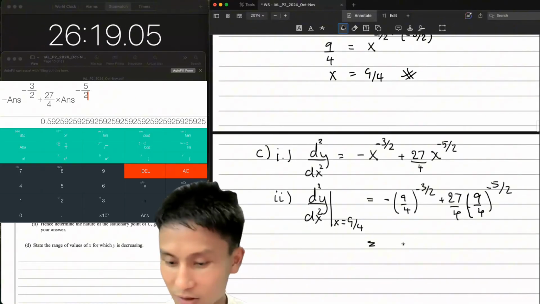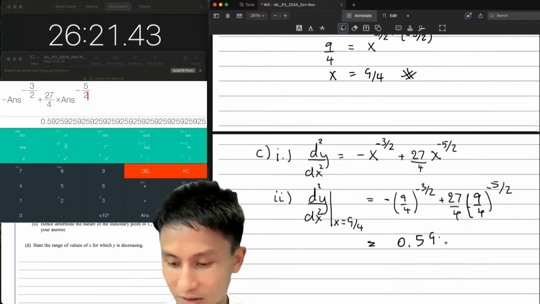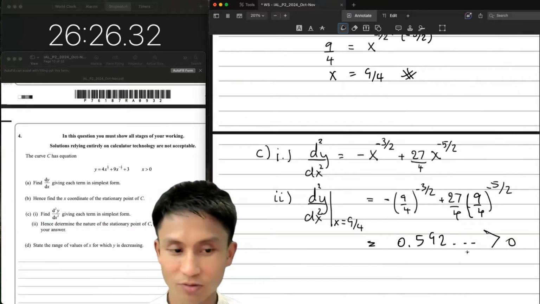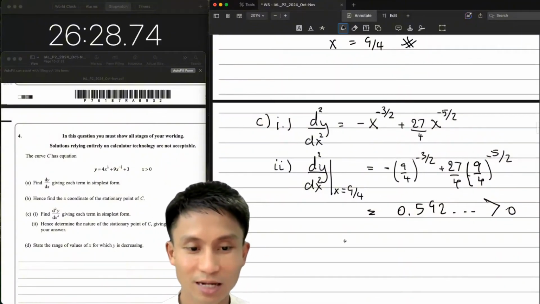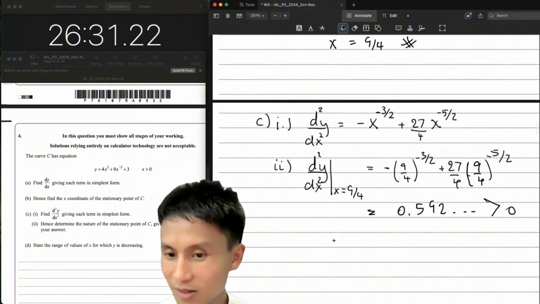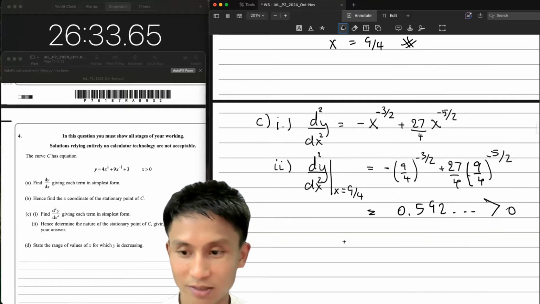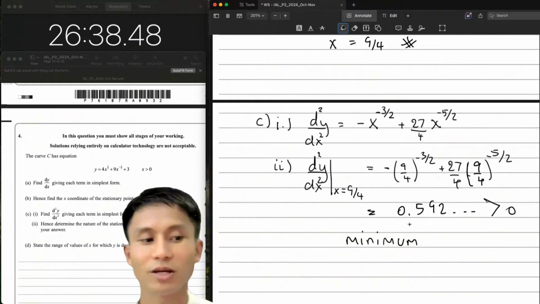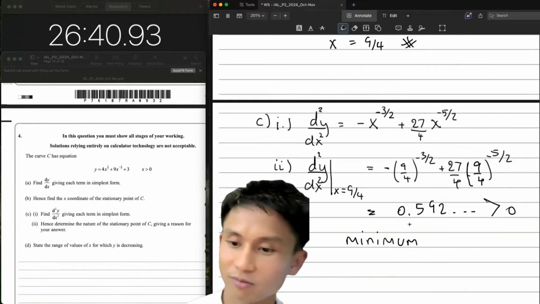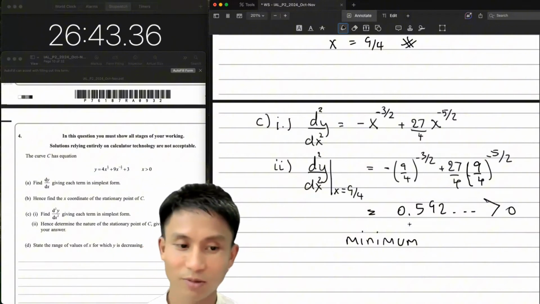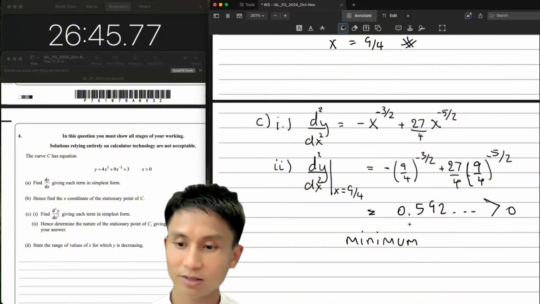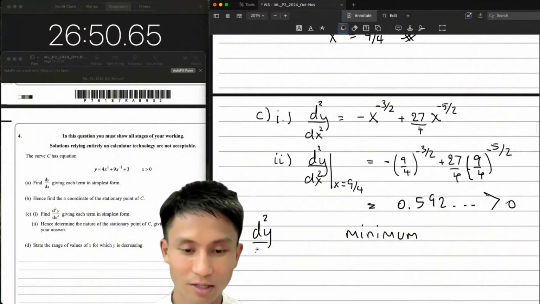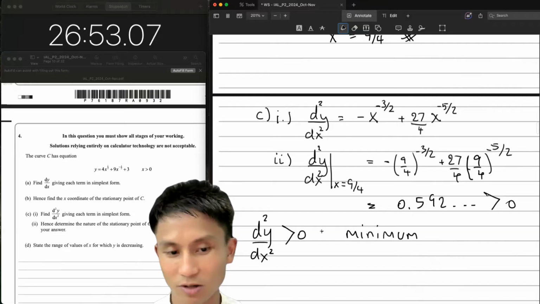Now we get 0.9592 and so on, which is greater than 0. So this is telling you that the stationary point is a minimum, right? Greater than 0 means that the rate of change is increasing. So we have a minimum there at that point. So that's a minimum as d squared y by dx squared is greater than 0.